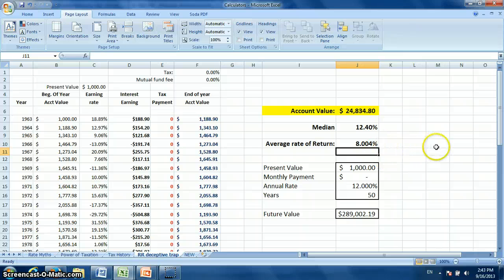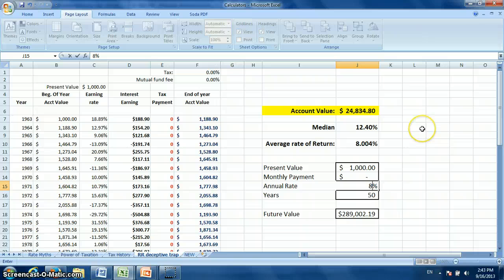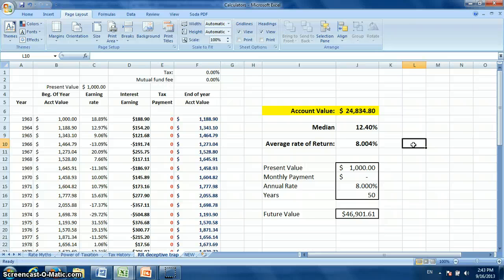Now, that still sounds good. A lot of people will want to invest in this fund if they promise an average rate of return of 8%. So let's put that on the calculator and see what happens. We're going to say 8%. It says that the future value should be $46,900, but in actuality, we just got $24,000. So what happened? Well, the average rate of return, again, even though it is technically correct, doesn't tell the whole truth. And maybe later on I will explain the difference between all these three: median, average, and the real rate of return.